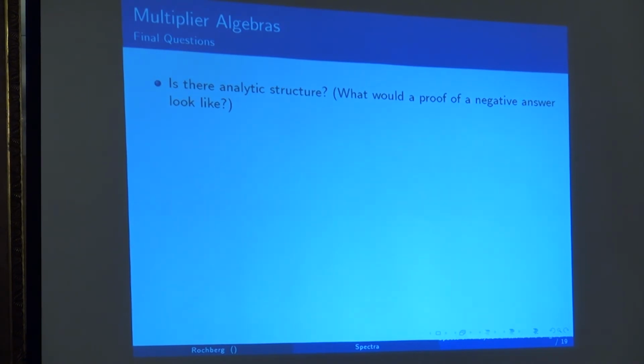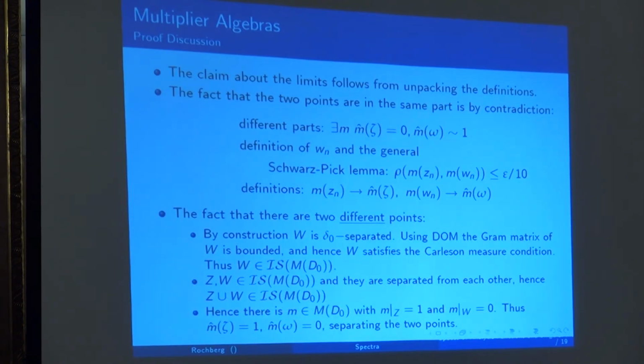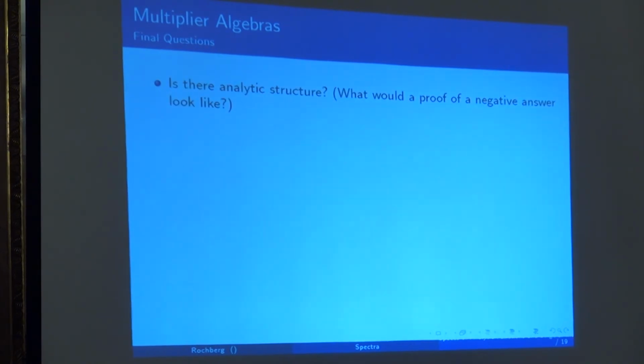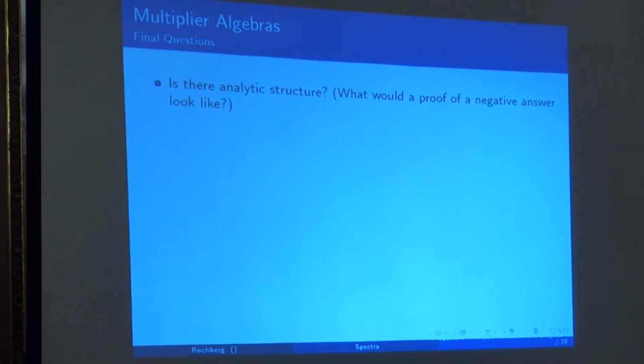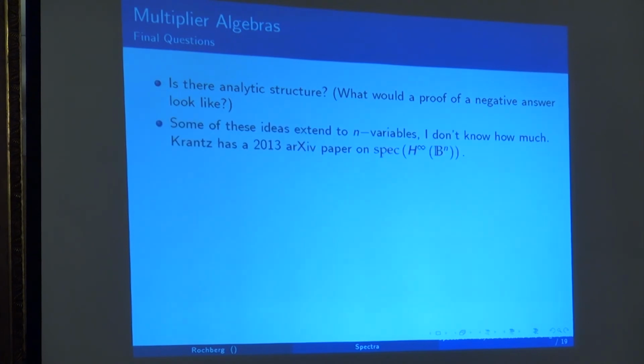So all this work got me 2 different points in the same Gleason part. What I would like is an analytic disk inside that Gleason part. This proof was an ad hoc, pick a point, pick some other things, and you got 2 points. You can certainly pump that up to get lots of points and some metric information about the points, but I don't know how to get analytic structure. On the other hand, it's not so clear what a proof would look like that there is no analytic structure out there in the maximal ideal space.